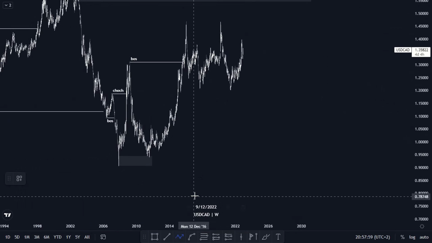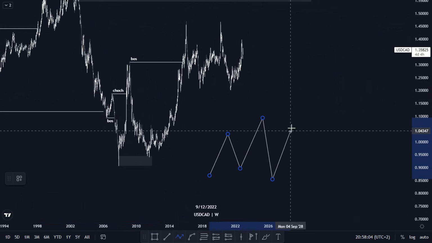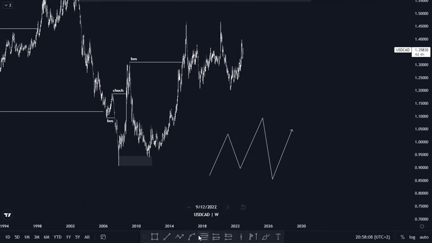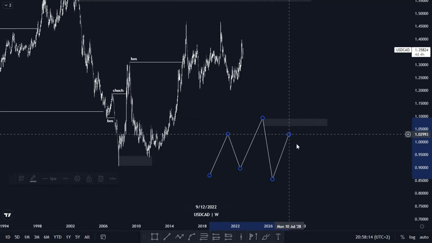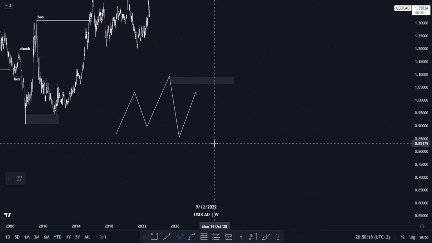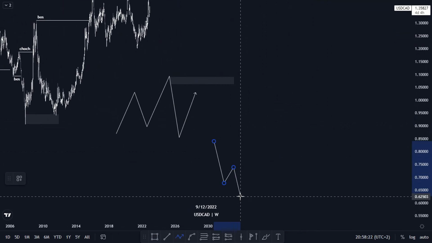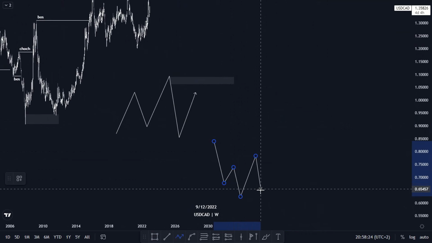Okay, so this is what we have on USD. We have this on the monthly chart. Price is near our order block, but it hasn't tapped into our order block yet. And then on the weekly chart, this is what we have.